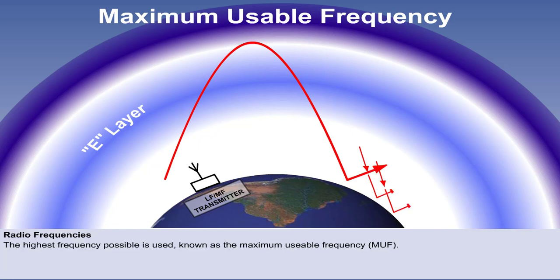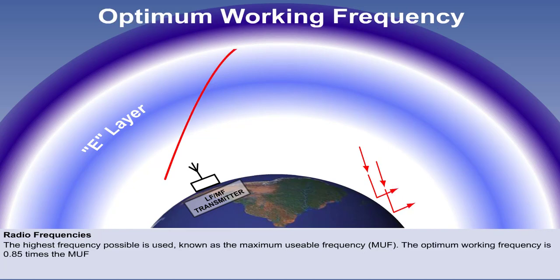Finding this frequency is a matter of trial and error, although ionospheric conditions can now be monitored and the MUF can be predicted. It is usually highest at noon, when ionization levels are at their highest. However, because of the inevitable ionospheric fluctuations, a compromise frequency is used, which is called the optimum working frequency. This avoids the possibility of the frequency occasionally being too high and the skip distance being too great. This optimum working frequency is 0.85 times the MUF.